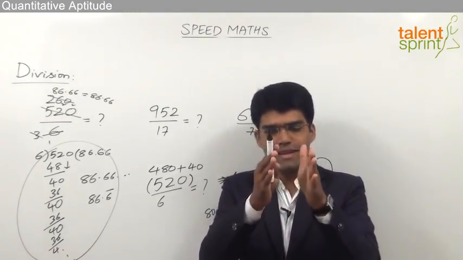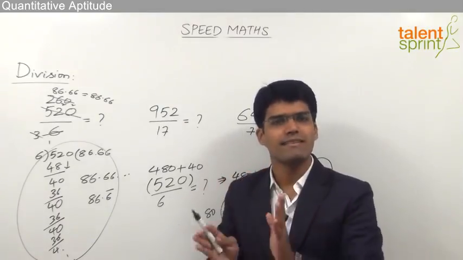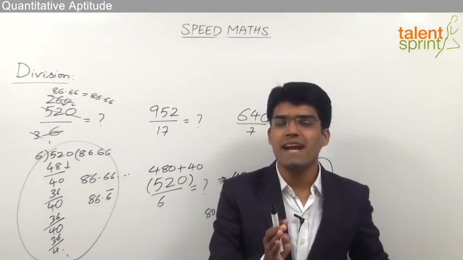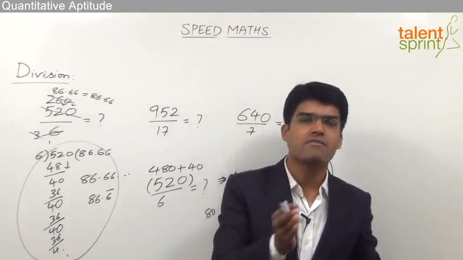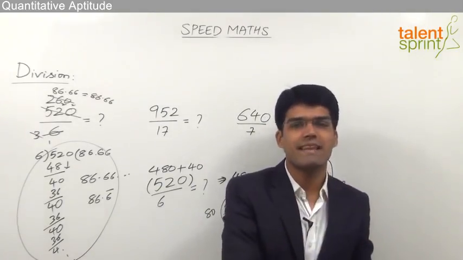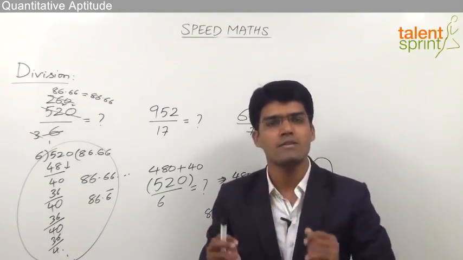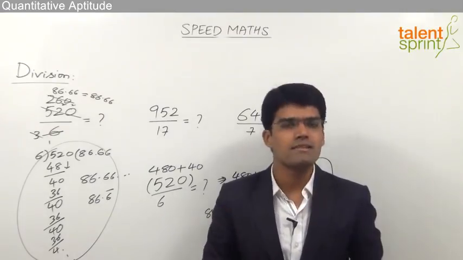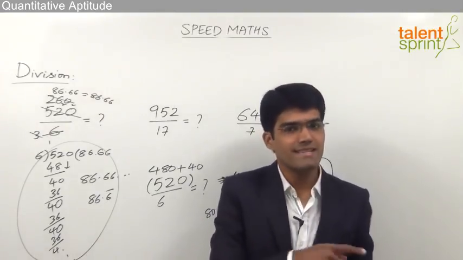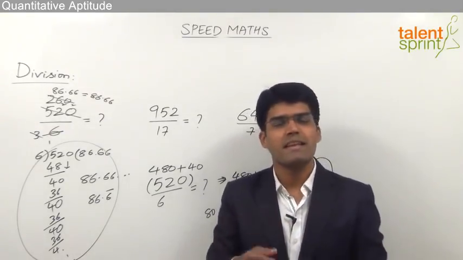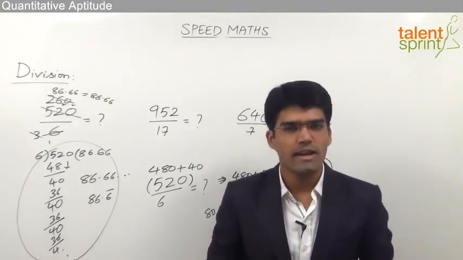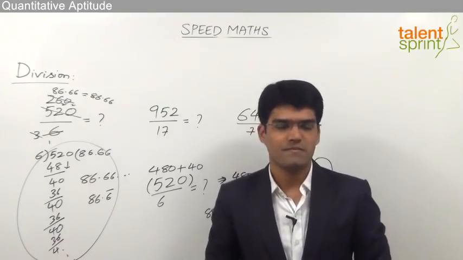Again, when we break it, we get 36 by 6 plus 4 by 6. 36 by 6 is equal to 6. If you remember, already we had 80 as one of the results. And now we have 6 more. 80 plus 6 is 86. And the left out part is 4 by 6. 4 by 6 is nothing but 2 by 3. And 2 by 3 is 0.66. So 86 plus 0.66 can be taken as 86.66. So that's the answer when we divide 520 by 6.